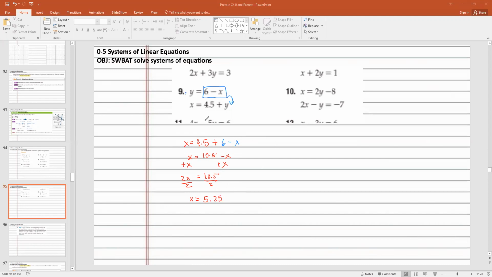So now we're going to plug that in. So you have the x, so substitute it back into that y equals. So y equals 6 minus 5.25. And then we get y equals 0.75. So there we go. 5.25 comma 0.75.